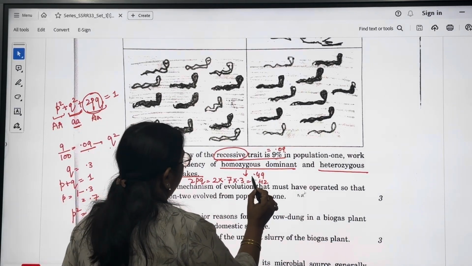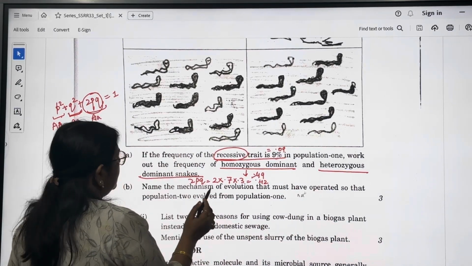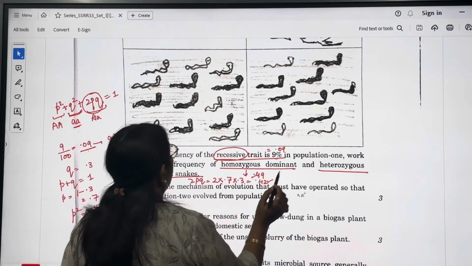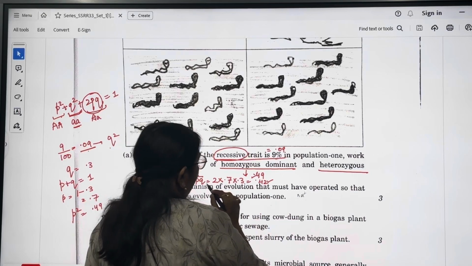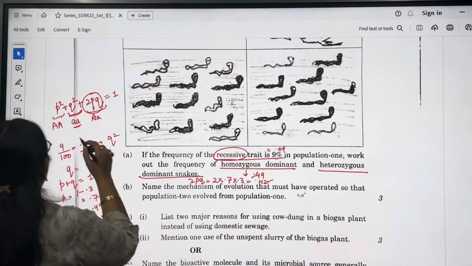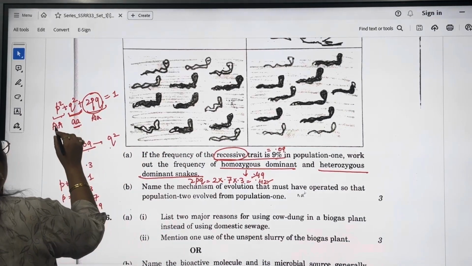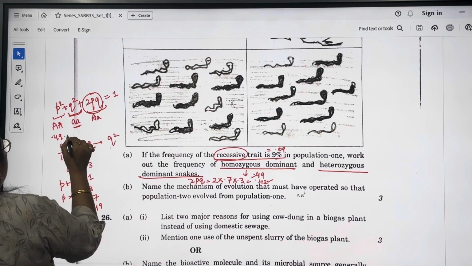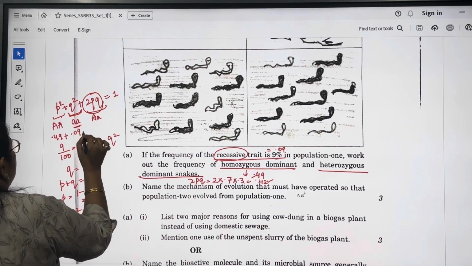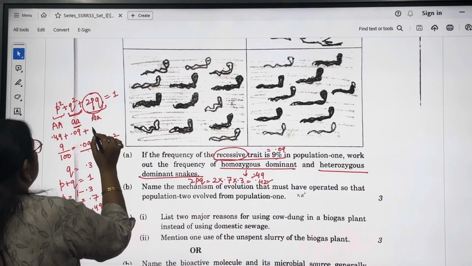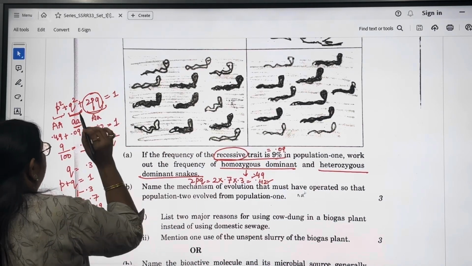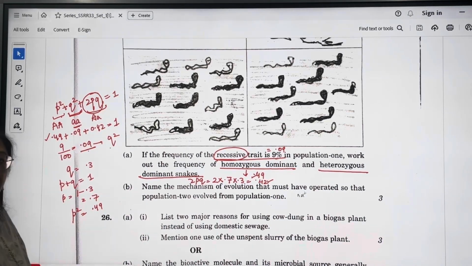Now you have got the frequency of all types of alleles. Homozygous dominant is 0.49, heterozygous dominant snakes are 0.42, and homozygous recessive is 0.09. If we add all these, the answer should be 1. So p square plus q square plus 2pq: p square is 0.49, plus q square, which is 0.09, plus 2pq, which is 0.42. When we add them, the answer is 1. Understood?